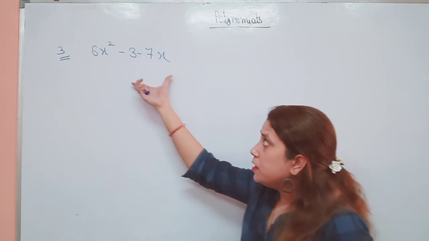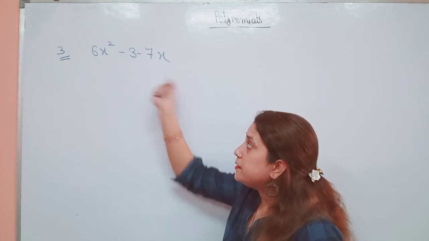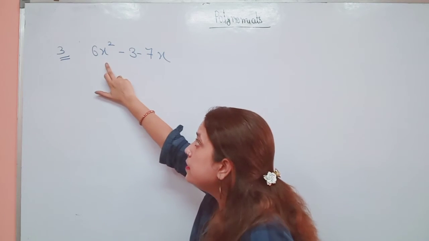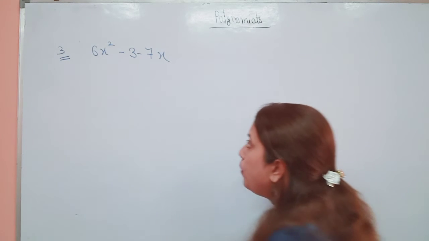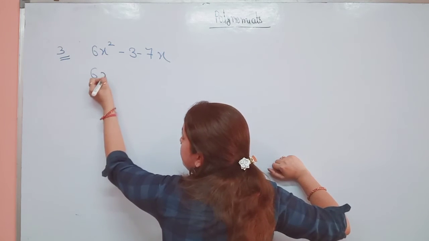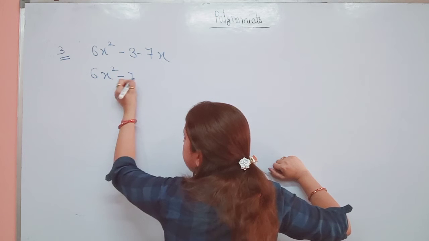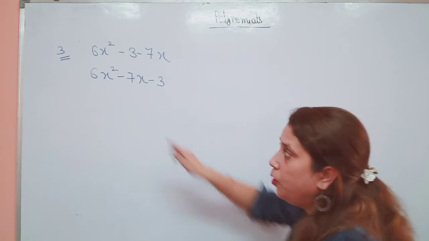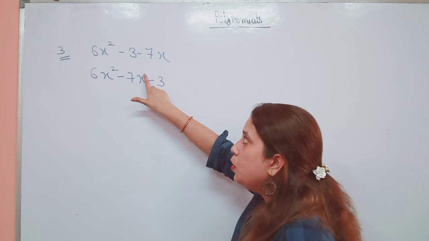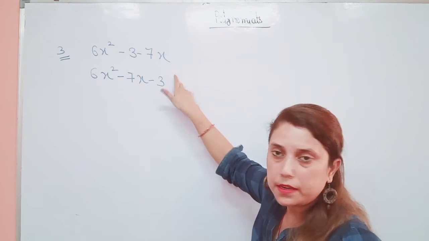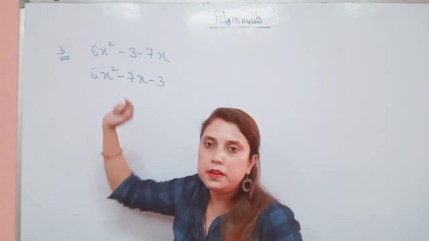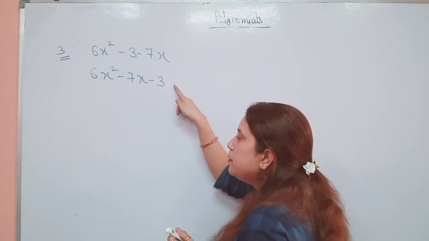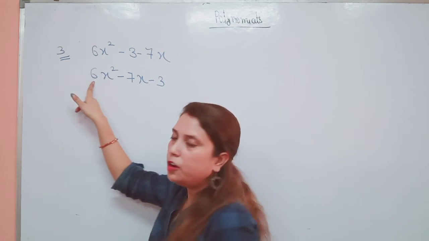So first check, is this the standard form? First we arrange it in the proper way. So it will be 6x square minus 7x minus 3. Now this is the standard form. Highest degree, lowest, and then constant. And after that we will do the middle term splitting method. How to do the middle term splitting? Constant term multiplied by the coefficient of x square.